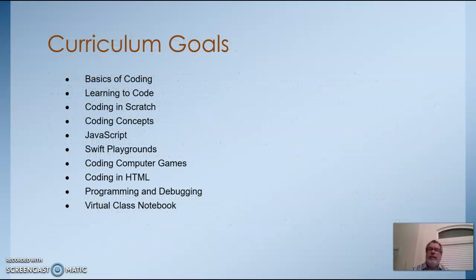So some of our goals for the class, we want to attack each of these as a unit. Each one of these would be individual units of instruction for our students. We'll look at the basics of coding first. We'll talk about learning how to code, coding in Scratch, again through the MIT website, coding concepts, JavaScript, Swift playgrounds, coding computer games, coding in HTML, programming and debugging, and in addition to that, the students will be keeping a year-long virtual class notebook to record their thoughts, key terms, and essential questions that we encounter as we study Introduction to Coding.